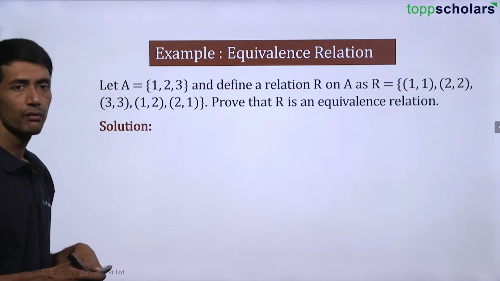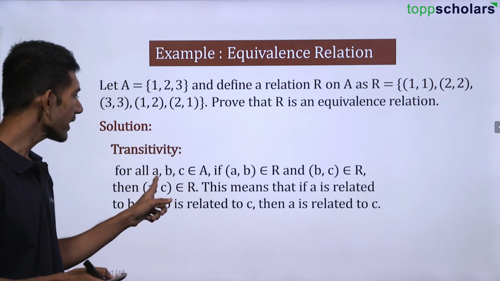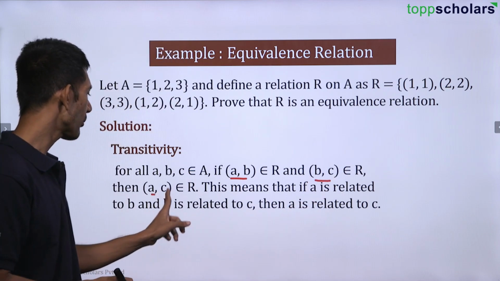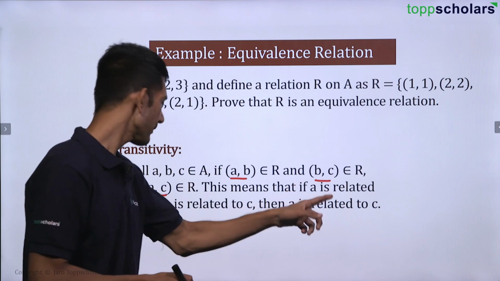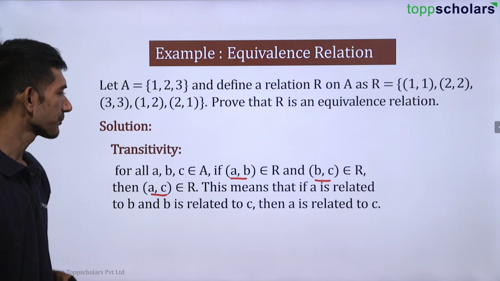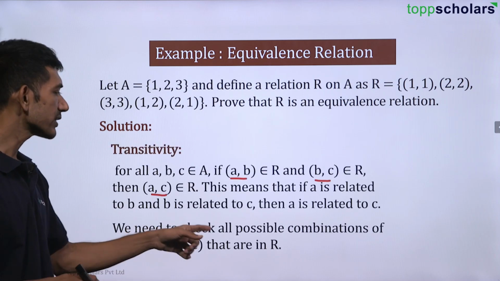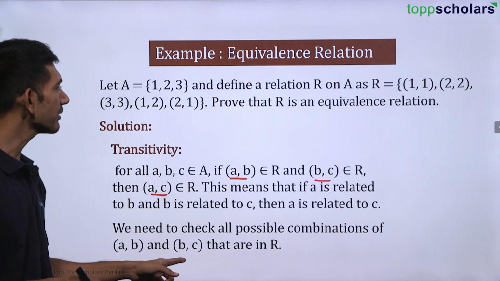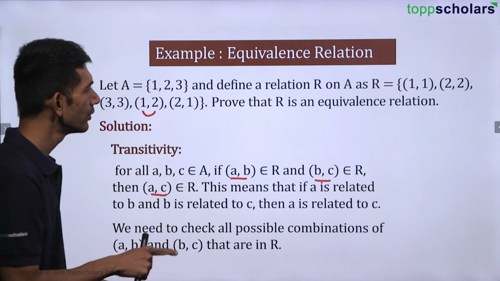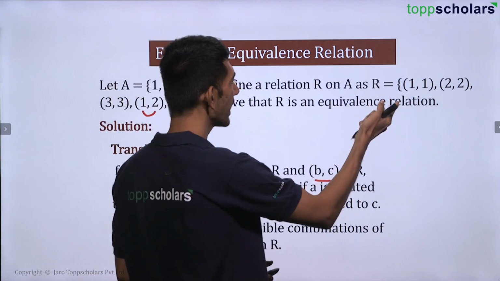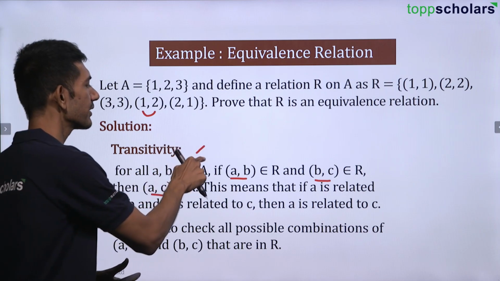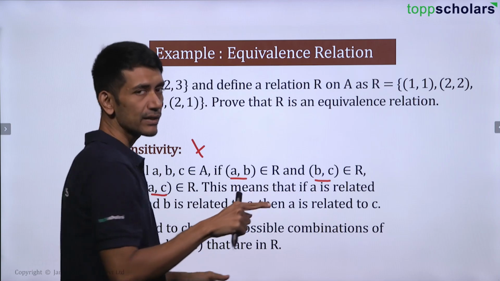And what about transitive? For transitivity what do we check? We check that for all a, b, c, if (a, b) belongs to R and (b, c) belongs to R, then (a, c) belongs to R. That means if a is related to b and b is related to c, then a is related to c. So that is what we check in transitivity. We need to check all the possible combinations of (a, b) and (b, c). We have (1, 2), but we don't have (2, 3), we don't have (1, 3). So basically this is not a transitive relation. So R is not an equivalence relation.